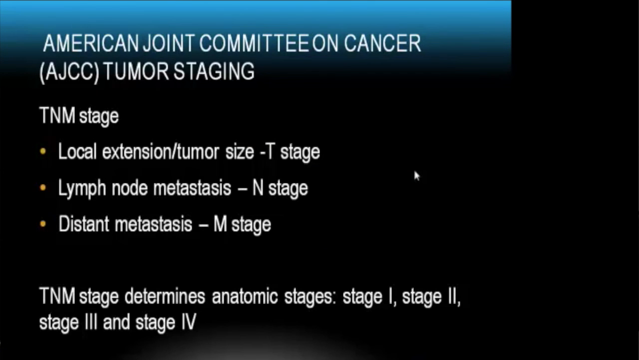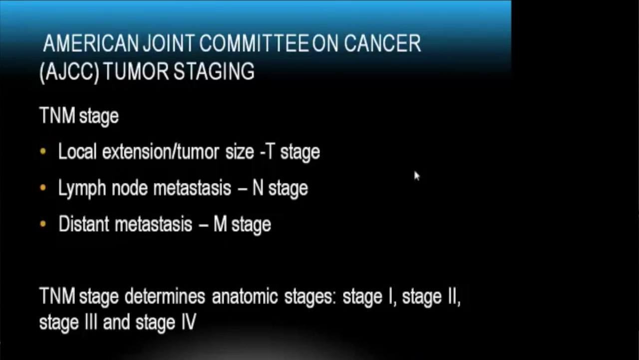So how do we stage a tumor? We use the AJCC staging system. In the AJCC staging system, there are 2 types of stages. One is called TNM stage, and the second one is called anatomic stage. TNM stage includes T stage, N stage, and M stage. T stage, also called tumor stage, designates local tumor extension or tumor size. N stage designates lymph node metastasis. If there is tumor in the lymph nodes, it is called N1. No tumor is called N0. M stage is for distant metastasis. Positive is called M1, negative is called M0.